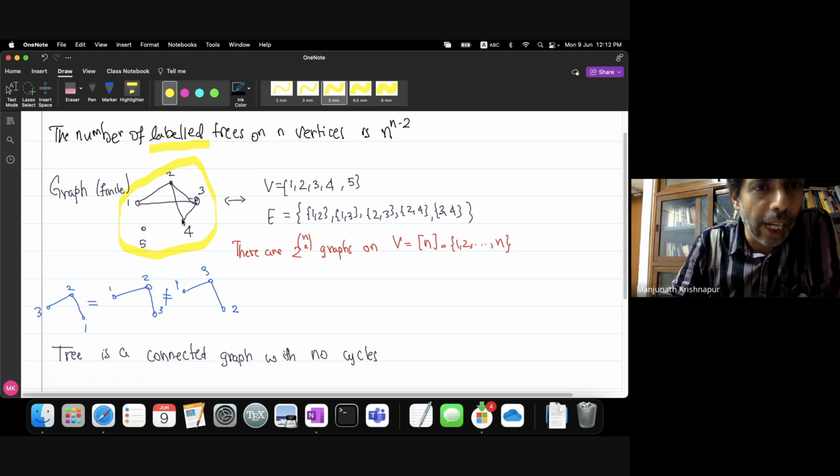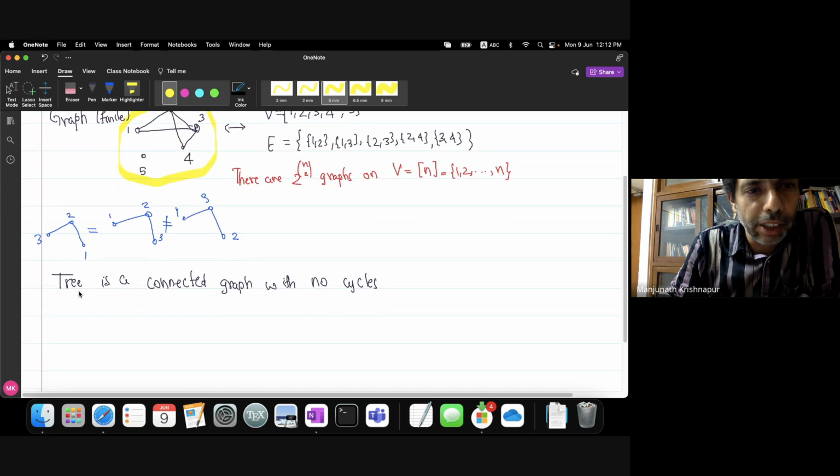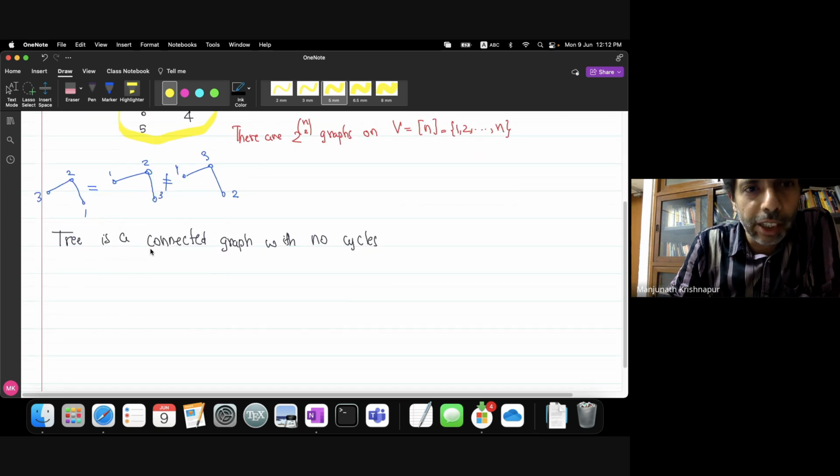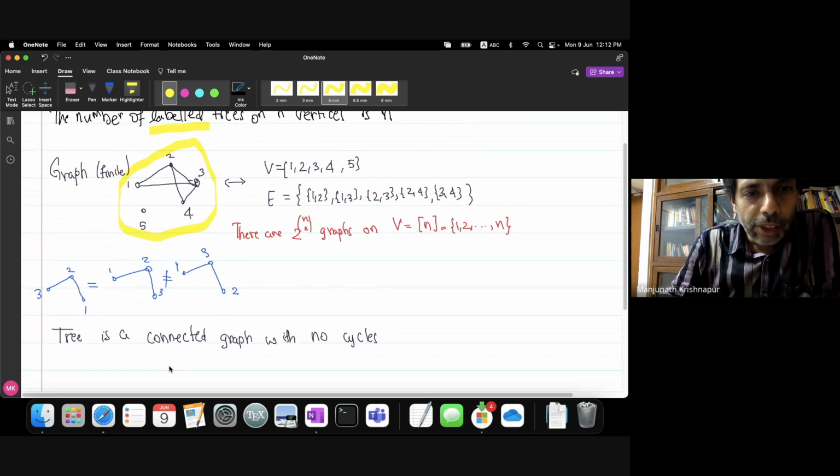So 1 and 4 are actually connected to each other, not directly, but you can go from 1 to 2 and 2 to 4. So you think of the graph as these vertices being intersections and these edges being streets. Can you go from 1 to 4? Yes, you can go from 1 to 3 and then 3 to 4. But you cannot go from 1 to 5. So it is disconnected. Whereas these graphs are connected. You can go from any vertex to any vertex. So I hope the notion of connected is clear.